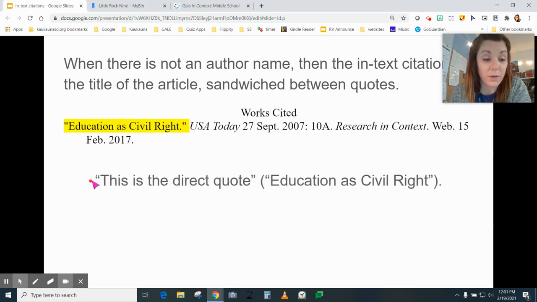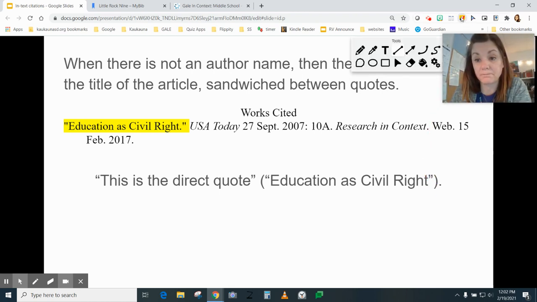So here's my direct quote. Of course, I have my quotes at the beginning and end of the direct quote. Then in parentheses, I copied exactly as it was, quote, Education as a Civil Right, period, quote. And I have to make sure there's a period there. So I'm going to add that period. There we go.